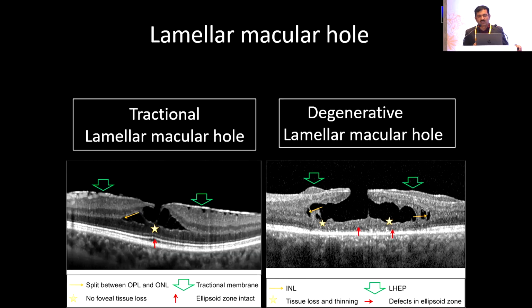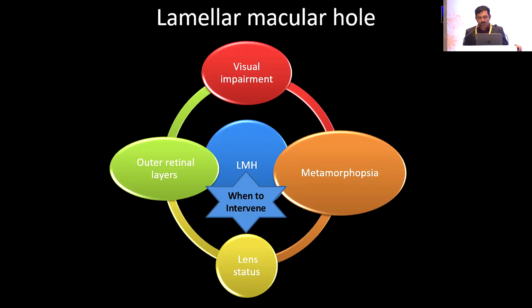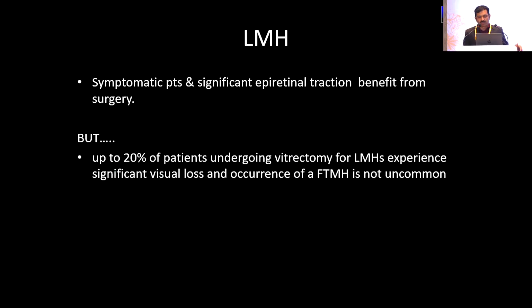Coming on to the next entity in the macula, that is the lamellar macular hole. As we know, it could be either a tractional lamellar hole or a degenerative lamellar hole. So, do we need to tackle all lamellar macular holes? Basically, when the patient has visual impairment, outer retinal changes, metamorphopsia, and associated phakic or pseudophakic status, you need to look at the lens status, then we can plan for the macular hole surgery.